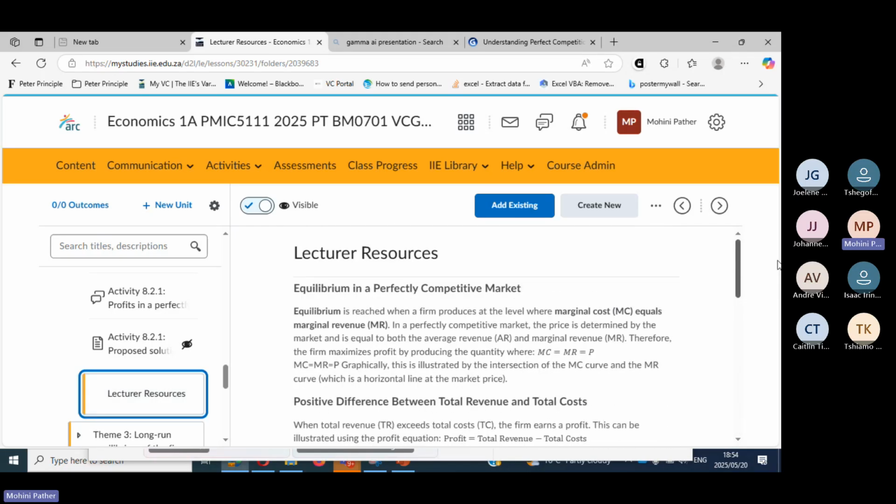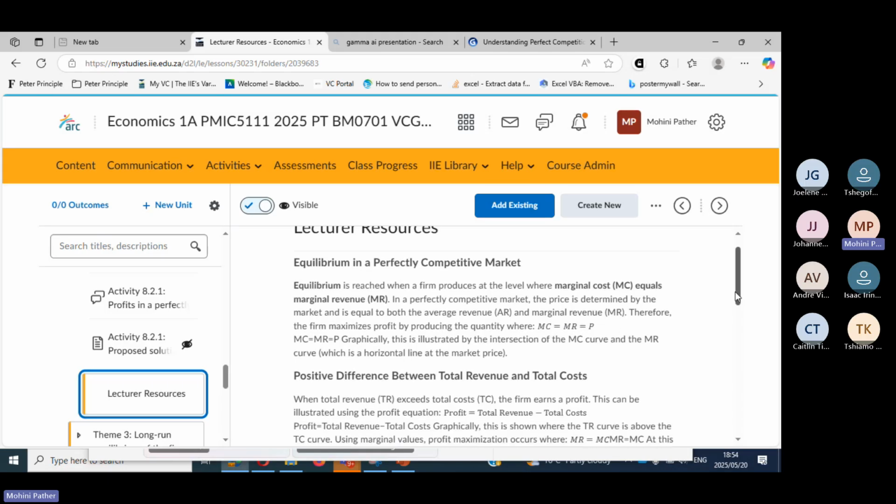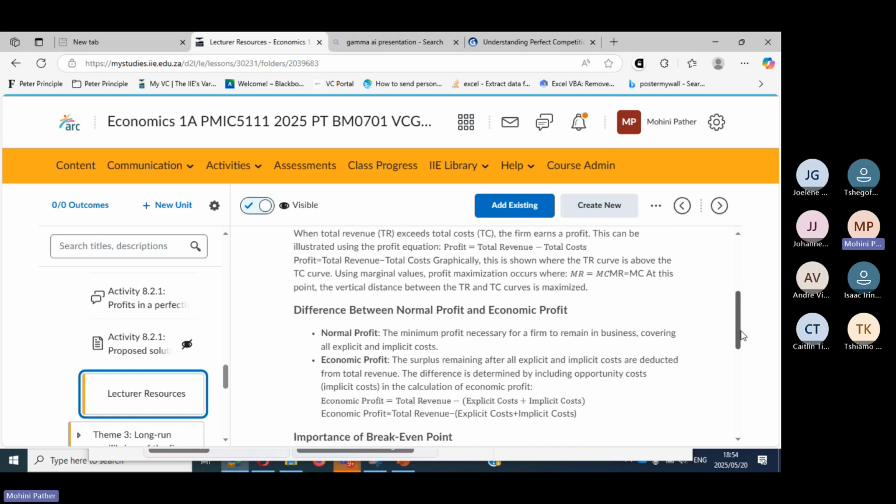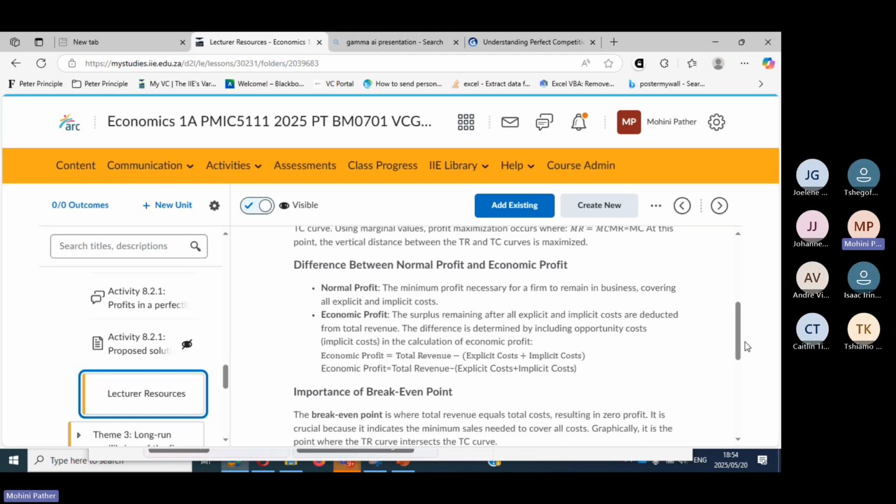Okay, so here's where we cover the curves in a little bit more detail. So here, just re-emphasizing that where we reach this profit maximization is where your marginal cost equals your marginal revenue equals your market price. Where there is a positive difference between total revenue and total cost, that means that you've made a profit. You guys remember that from Learning Unit 7, and I'm sure you guys have known that from business for years. Profit is simply the difference between the revenue you make and your expenses or your costs.